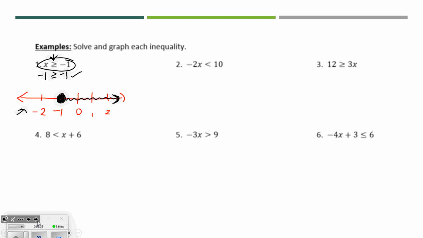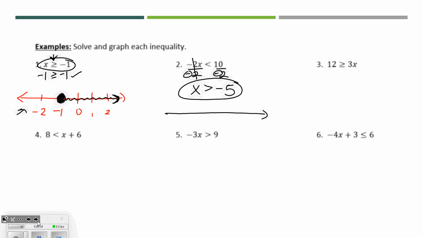So number 2, when we solve, we have -2 times x is less than 10. To solve, we would divide both sides by -2, right? And when we divide by a negative number, because this 2 is negative, I have to flip the inequality symbol, and that flips to a greater than, and 10 divided by -2 becomes -5. So x is by itself, that's my solution.